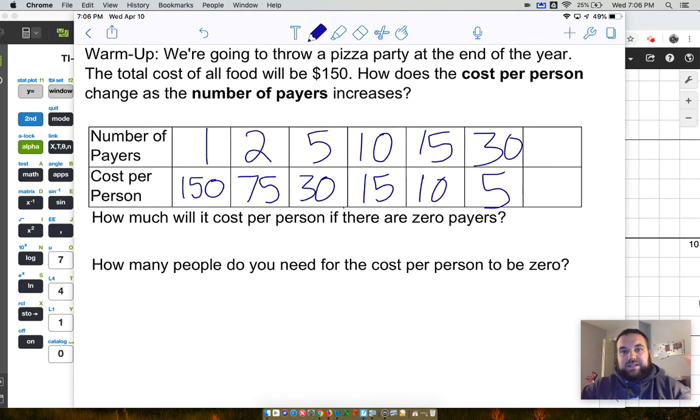So this idea where one value getting larger, in this case the number of people paying, leads to a smaller cost per person, this is what's going to lead to something called a reciprocal function. One value, in this case the x value, getting larger, leading to the y value getting smaller. And then 2 questions that are really important.